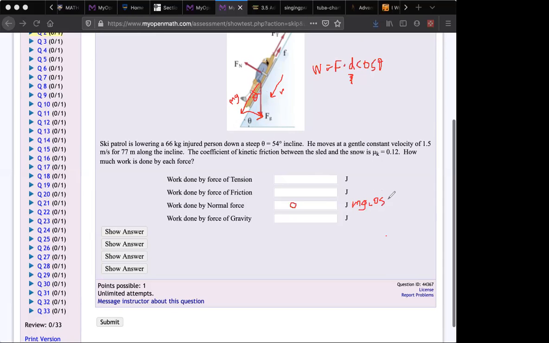That's our force. The distance that is moved is whatever distance the person moves, which is 77 meters here. So this mg cosine theta times distance should give me the work done by gravity. That's this one down here. This is the force of gravity in the direction that he's moving and the distance that he's moving, right? And since the cosine here is of 0 degrees, this just becomes 1. So it's just mg times d.